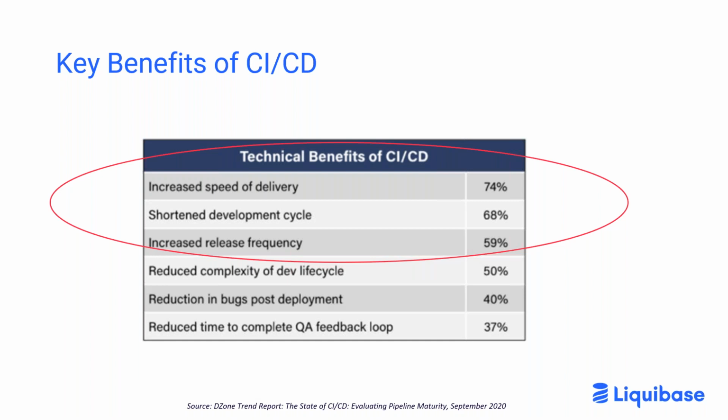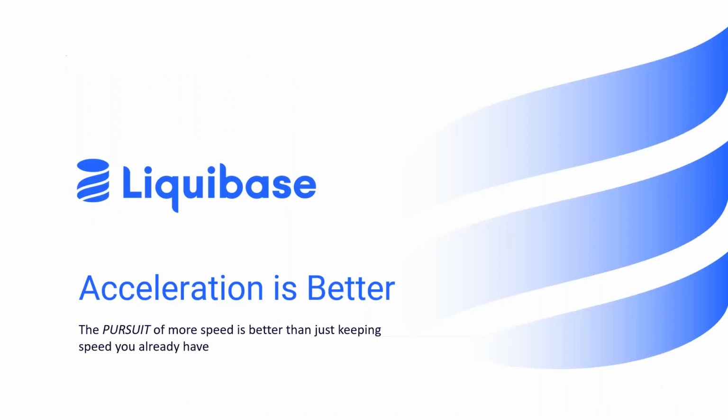But this is the point, and every one of these things that we see inevitably is, why do we do CI/CD? Why do we do this speed? And it just keeps coming up. Well, here's the thing. We all know that speed is good. We've just spent a few minutes talking about that. But I would assert, and I've learned over the years, that really it's the acceleration piece that's better. Pursuing speed is better than just sort of keeping the speed you already have.